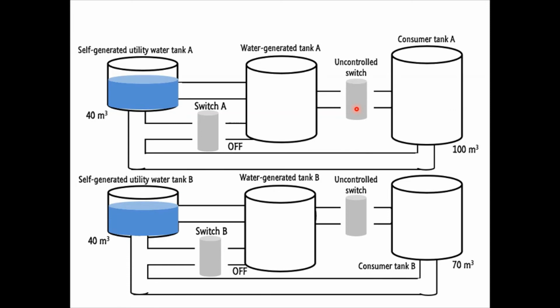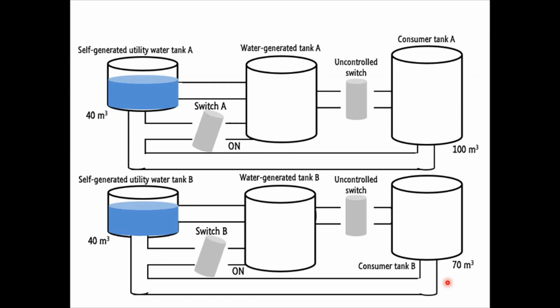As in the previous systems, the utility tanks can generate up to 40 meter cubics of water only. Nonetheless, consumers A and B require a higher volume of water, which are 100 and 70 meter cubics respectively. Thus, this system must perform the step-up function to meet the consumer's demand.